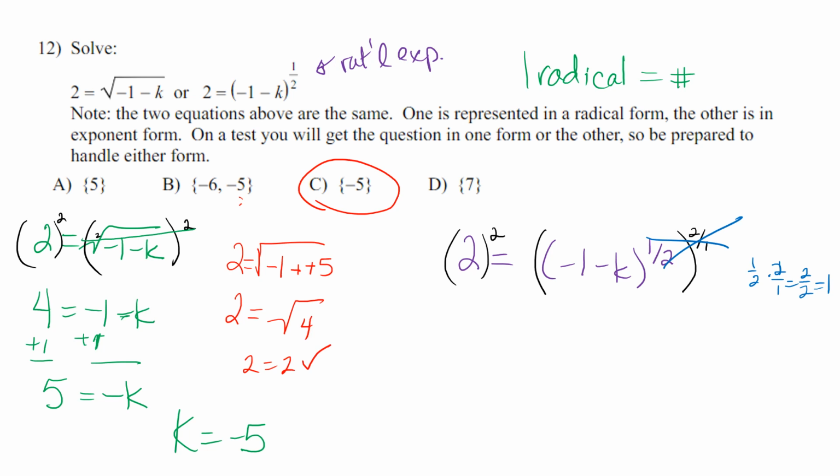Here we go. All right, so 2 squared equals 4. That leaves me with -1 minus k. And lo and behold, this is 100% identical to what we had in step 2 on the other side. So as long as you don't make any silly mistakes, you'll get the same solution. And the value k equaling -5 does work.